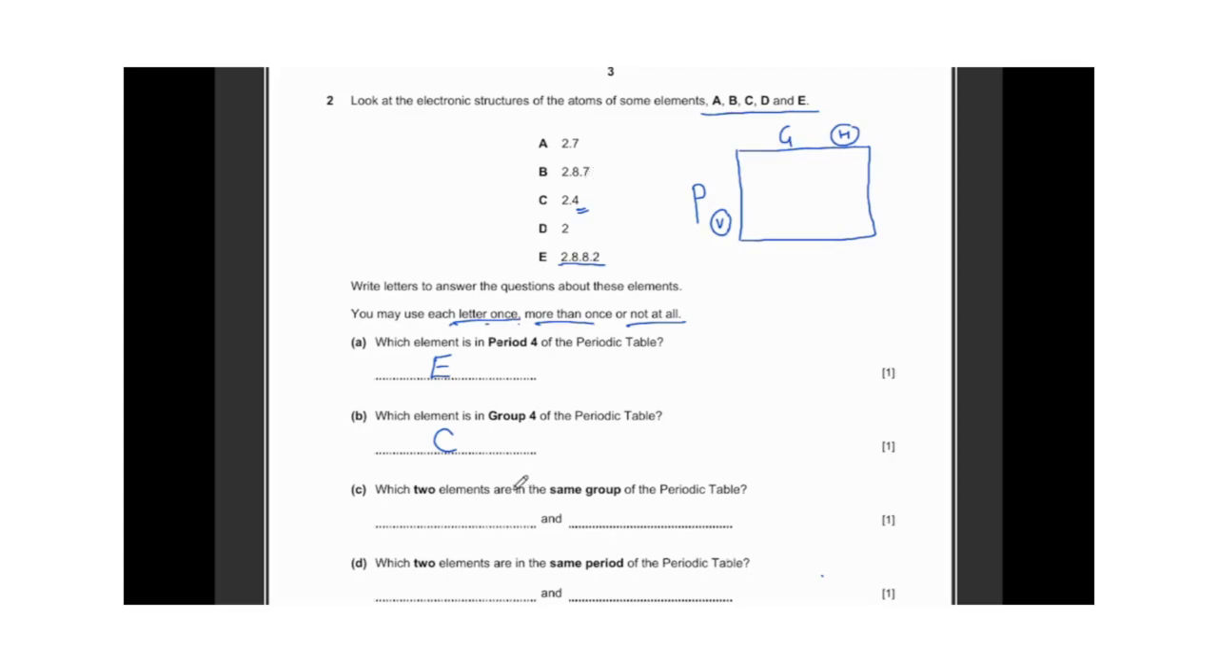Now which two elements are in the same group of the periodic table? Now see, they are asking the same group again. Okay, now as you can see, 2 8 7 and 2 7, both have outer orbitals with 7 and 7 electrons, so you can write A and B. Which two elements are in the same period of the periodic table? So two elements are in the same period here, you can see A, and the answer will be C. A and C.